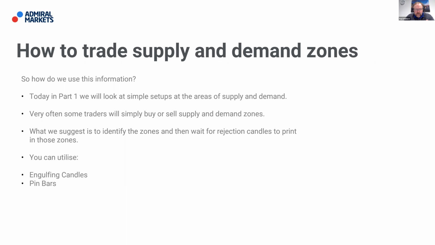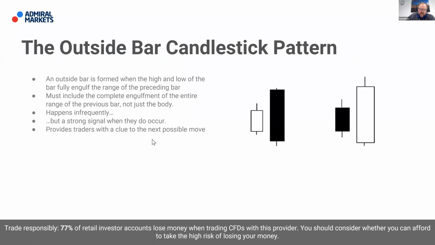Personally, what I prefer to do is to identify the possible zones and then wait to see rejection candles print in those zones. So you could use something simple price action, like engulfing candles or pin bars, which we've covered in great depth on one of the earlier trading spotlight webinars. If you need to understand exactly what engulfing candles and pin bars are, then go back and find the how to trade with price action trading spotlight webinar series. As I said, you'll find it on the YouTube channel, and you'll also find it on the Facebook group as well. But I'll give you just a quick reminder.